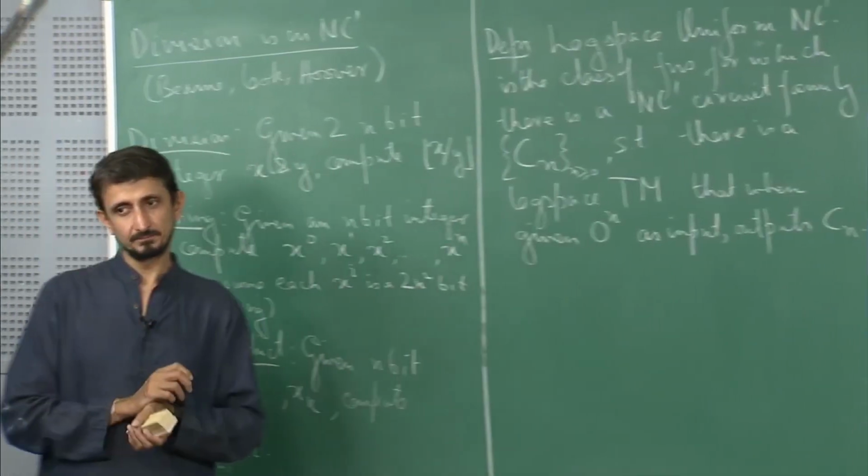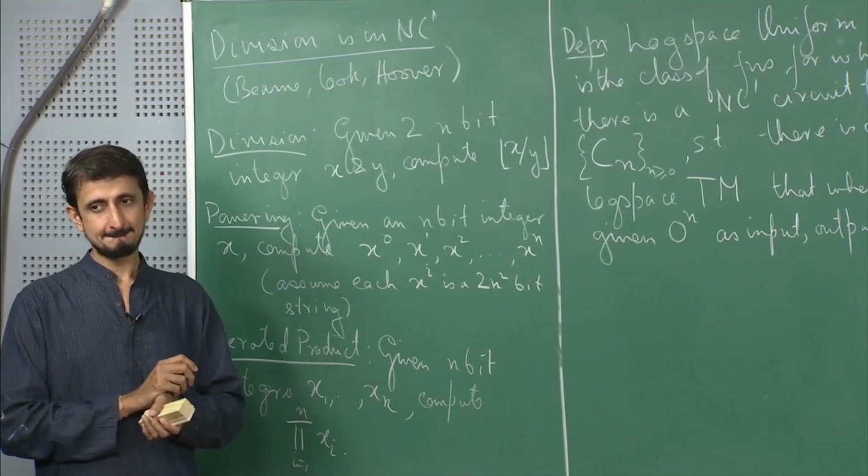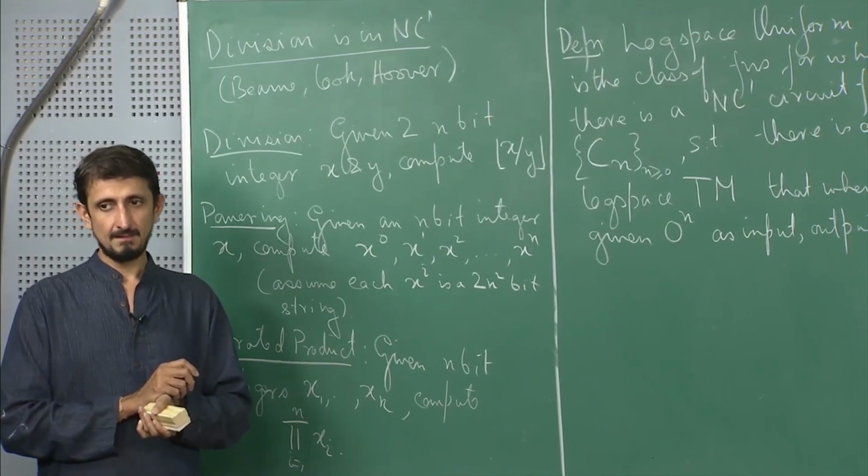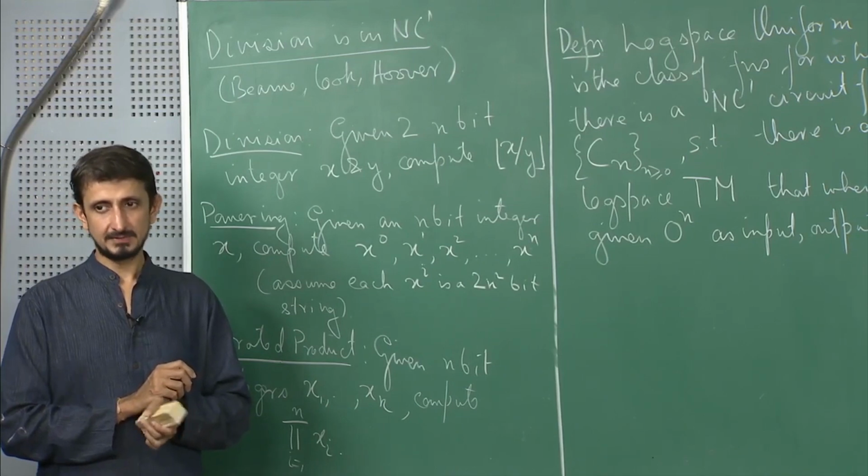Here the unary input is taken in order to make the log space log of n. Yes, because if it is binary, then the log space would be log of the number, which is just about the input length. Yeah, exactly.